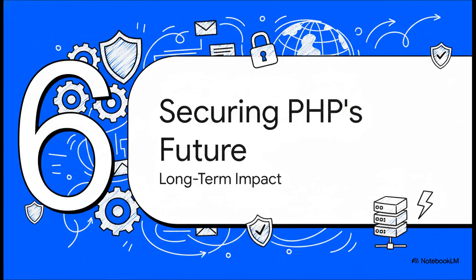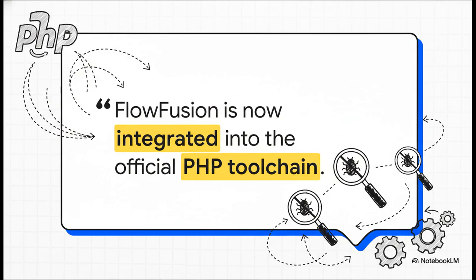So, what does this all mean for the future of the internet's security? Well, it's pretty big. Here's the ultimate proof that this thing works. The technique was so successful that the PHP project has officially adopted it. FlowFusion is now a permanent part of their toolkit, constantly hunting for new bugs before they can ever become a problem. It's like having a permanent, super smart bug detective on the team.